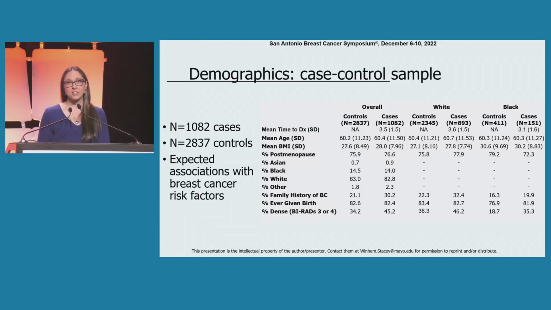These are the demographics of our case control sample, roughly 1,100 cases matched by age and race to 2,800 controls. We see expected associations with breast cancer risk factors, including higher BMI, higher family history, and higher density among the cases.